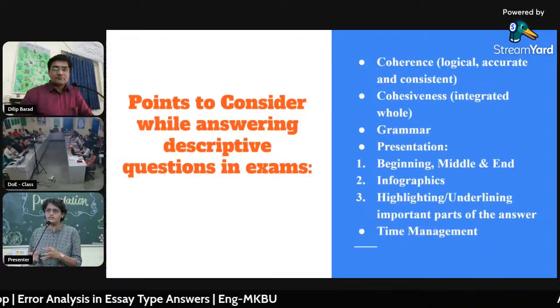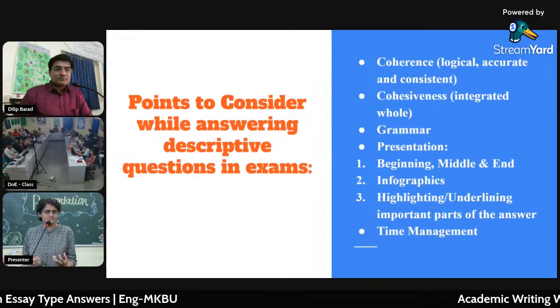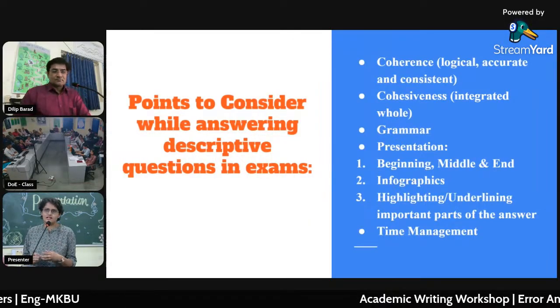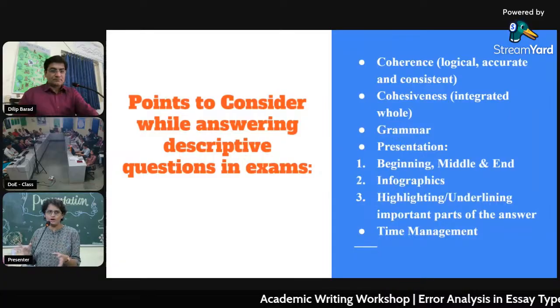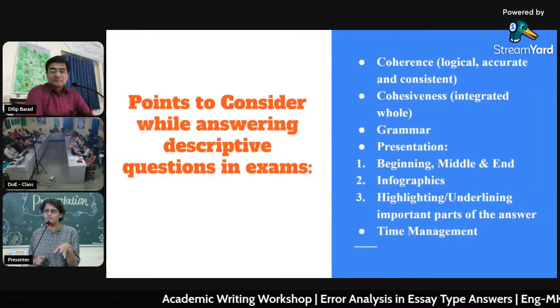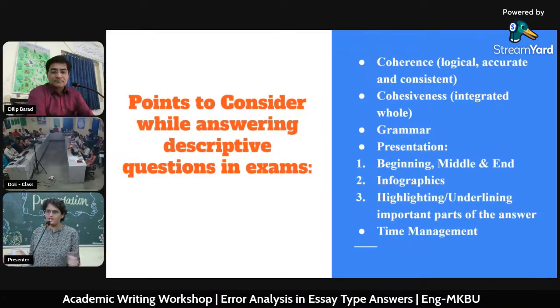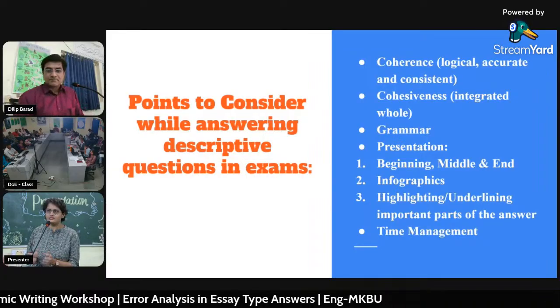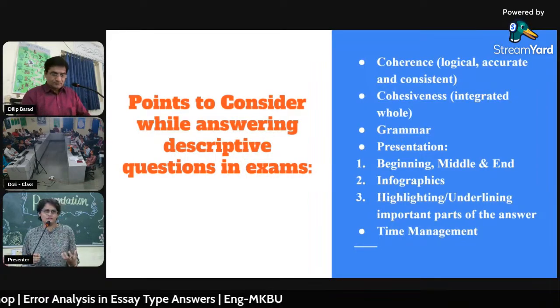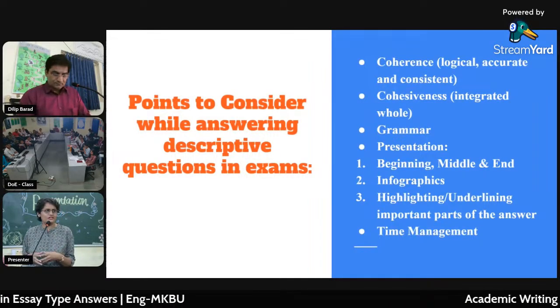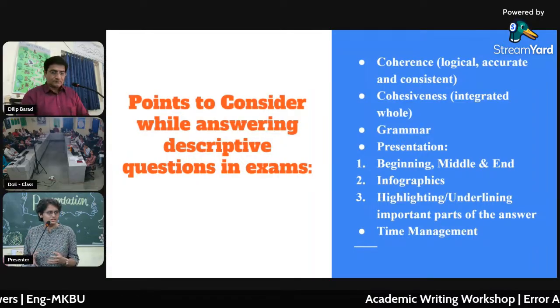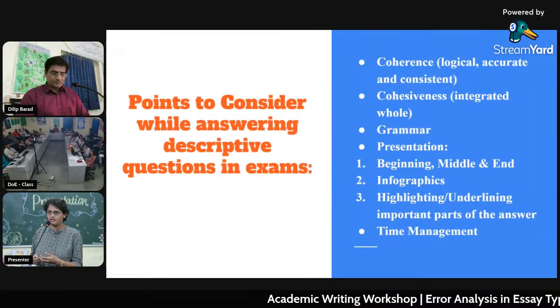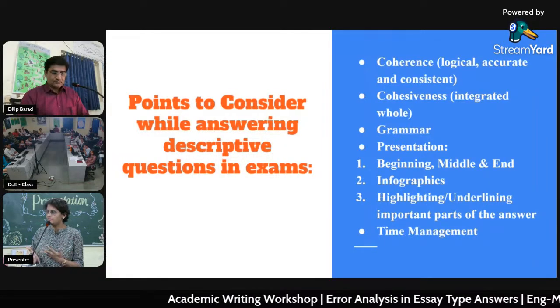Second was with the idea of integrated whole or cohesiveness. Cohesiveness in the sense that you know a lot of things, right? You do know the main points, but you don't know how to make it a complete answer. In that case, you know the factual details, you also know the critical discussions, but to connect them all together and have an integrated whole, that was again a challenge for you in the previous term.